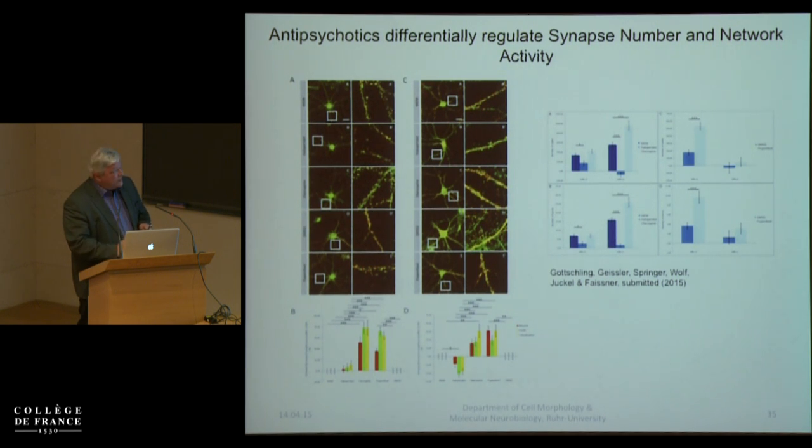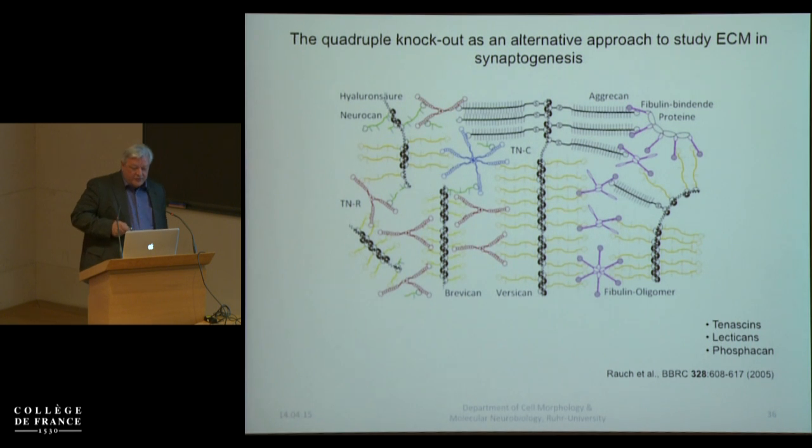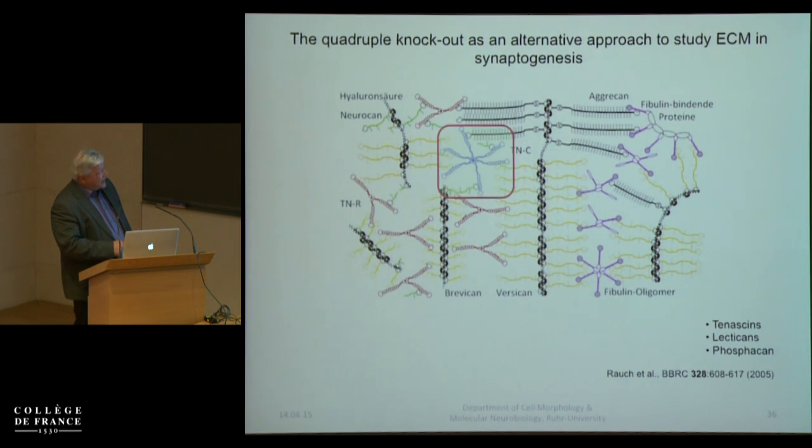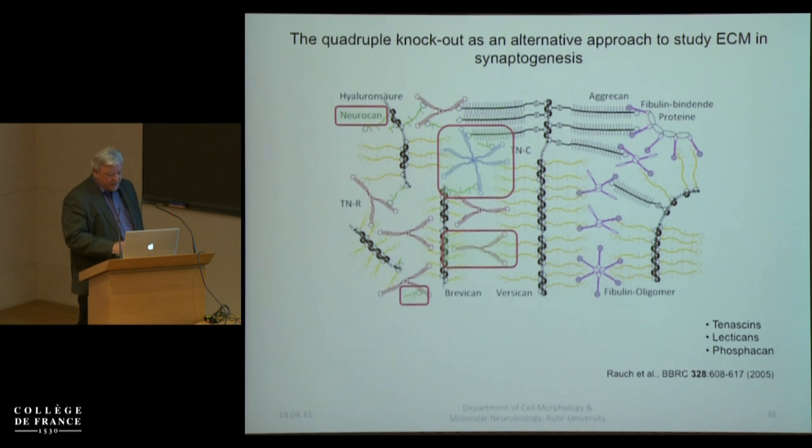Now, you could argue that chondroitinase ABC treatment is a rather general and broad treatment, and it would be interesting to have a more specific approach to the matrix and synapse formation. To find an alternative, we decided to study the quadruple knockout mouse model that was originally generated by Uwe Rauch. In this model, two glycoproteins of the extracellular matrix, namely tenascin C and tenascin R, have been eliminated, as well as the chondroitin sulfate proteoglycans neurocan and brevican, both of the lectican family.